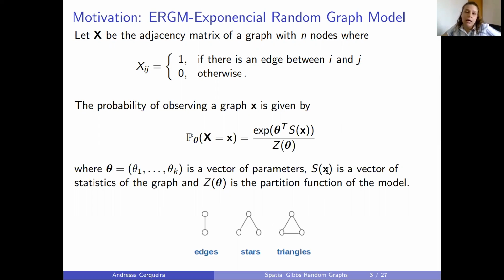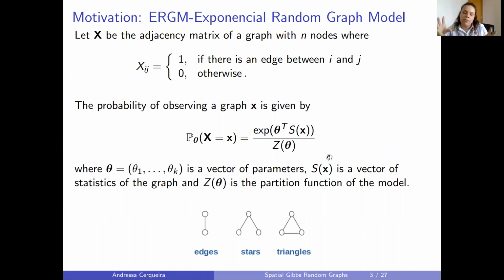There are a lot of papers on how to estimate theta from a statistical point of view, how to sample this method from a probabilistic point of view, and also some typical configurations that we can have using this model when n goes to infinity, so when the number of nodes goes to infinity.